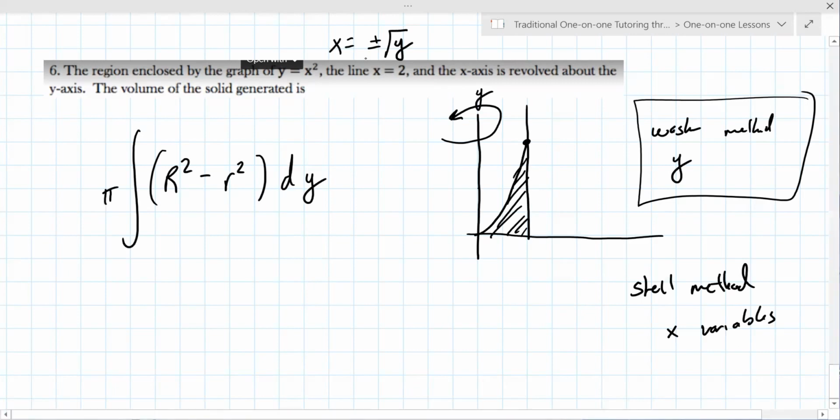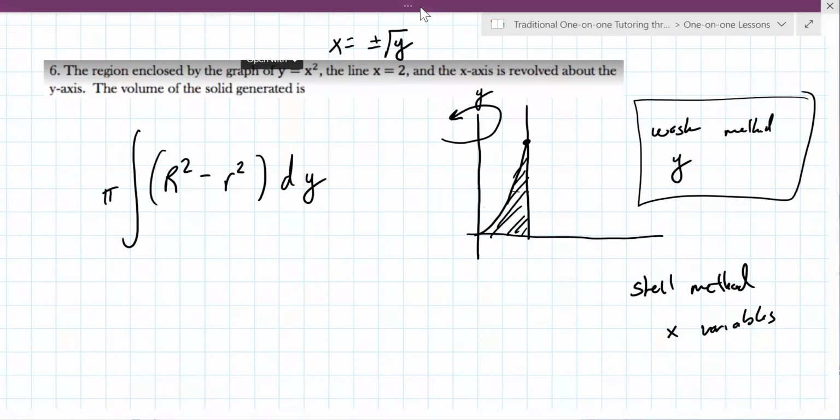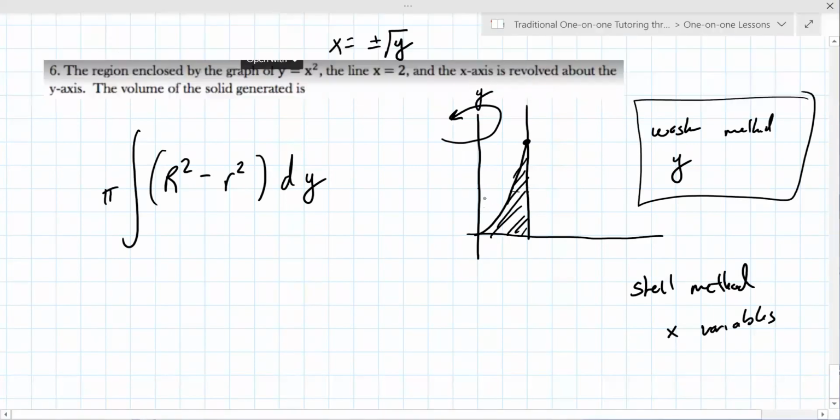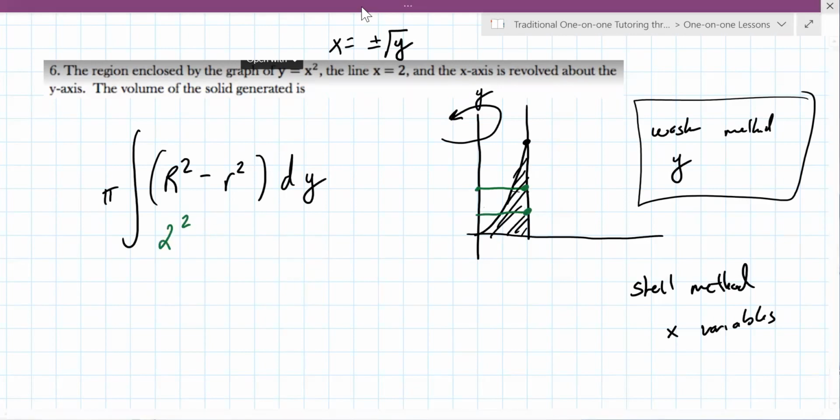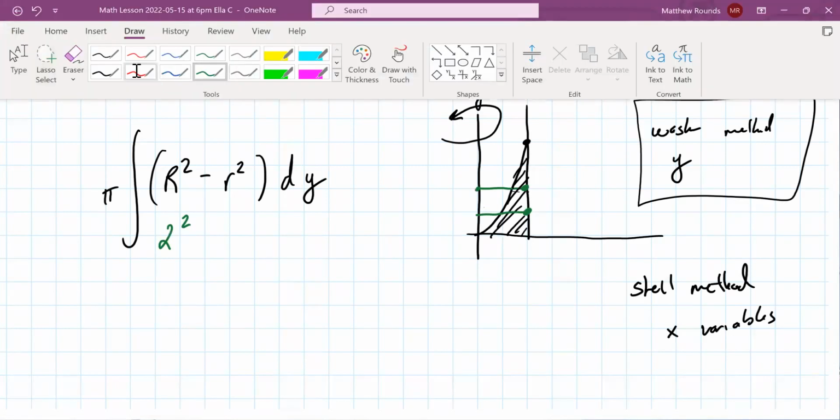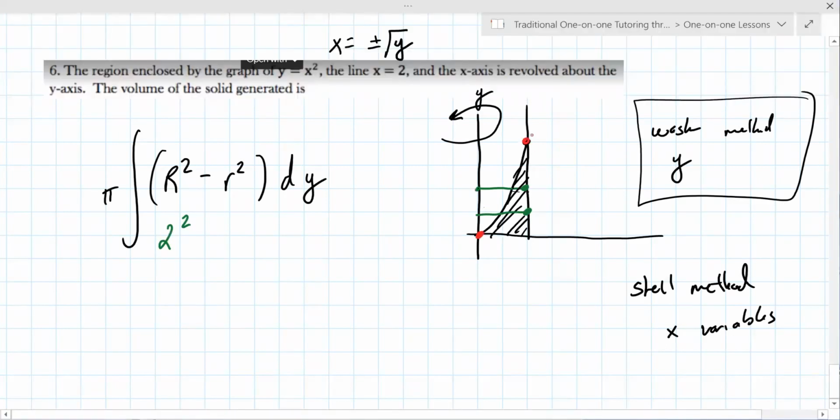Anyway, okay, so the big R is the bigger radius, so it's always 2. Like if you were to draw a line from your axis, you can see that it's always 2. So that's 2. Your little r, though, it changes. It's 0 here, and it's 2 there, and it's something in between. It's this one. So it's the square root of y squared, like that.